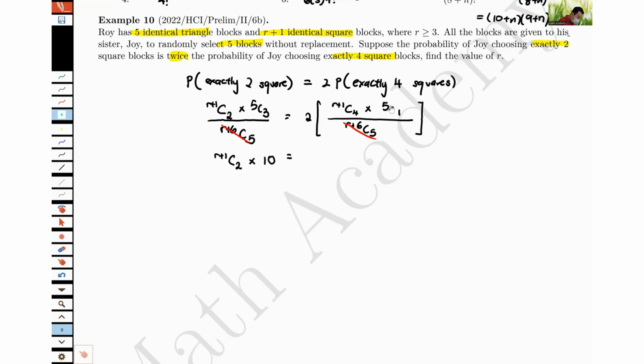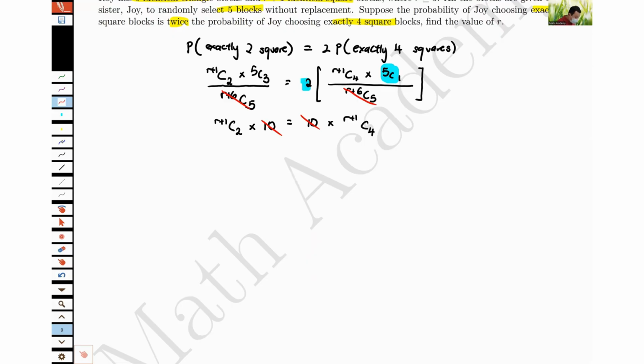Right-hand side, similar: 2 times 5 choose 1 is also 10. Again, these two 10s cancel out. There will be 2 methods to proceed from here, and I write both. Method 2 will be GC. We do that later. Let's do it without GC first, in case the question restricts the use of the graphing calculator.